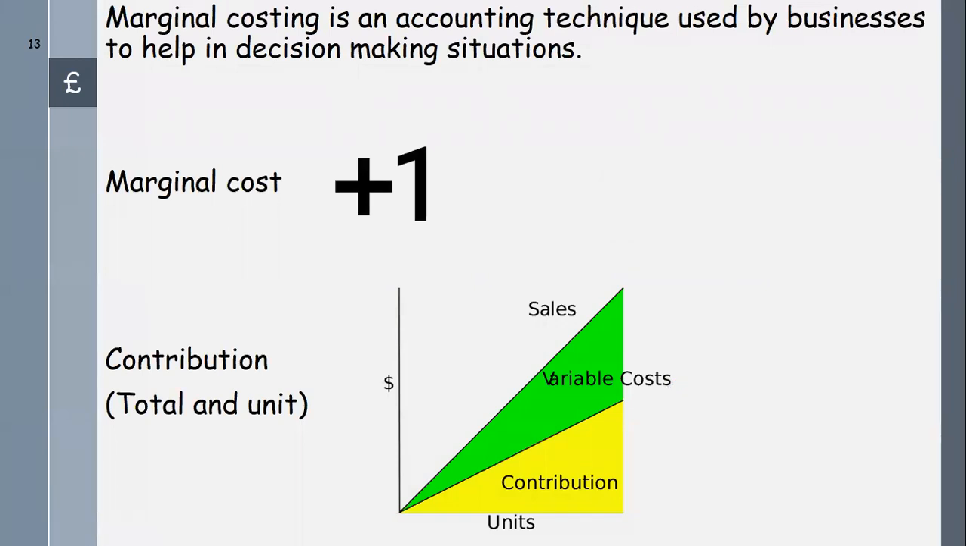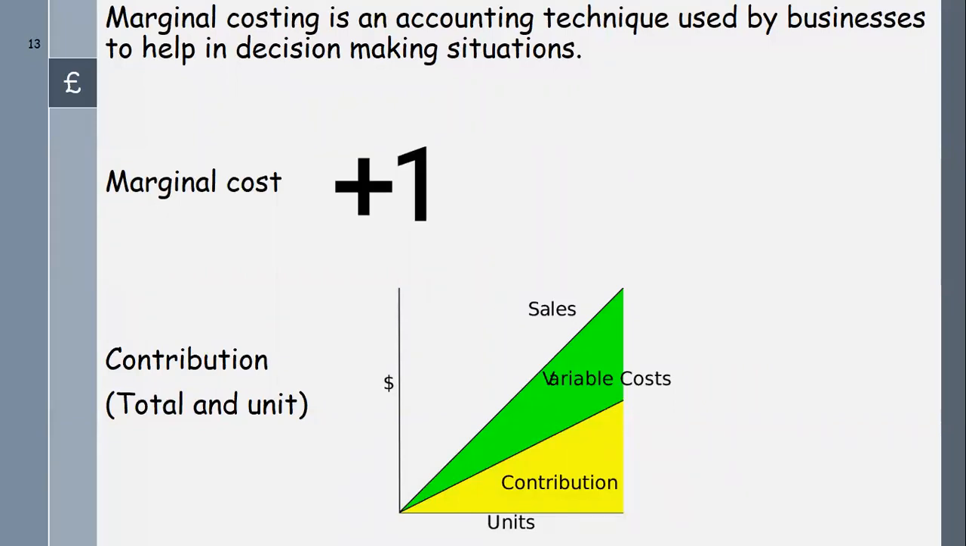Okay, so marginal costing is an accounting technique that businesses use to help with their decision making. These are mainly short-term or medium-term decisions they have to make, such as is it better to make a product yourself or to buy it in? Should we take on extra work? Stuff like that, which is going to be our final topic in accounting this year. So we'll look at that the next couple of weeks.